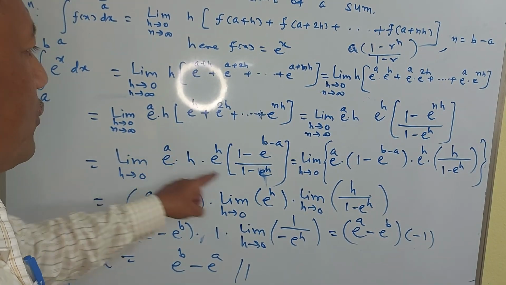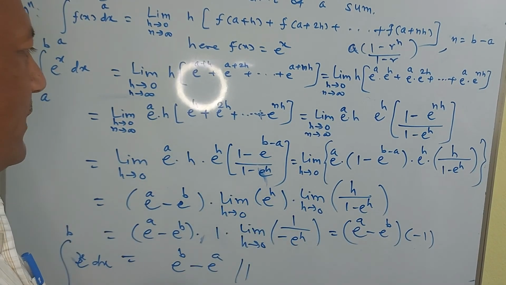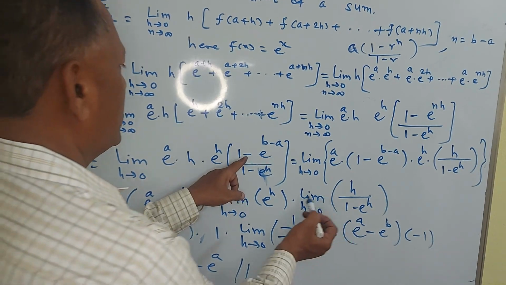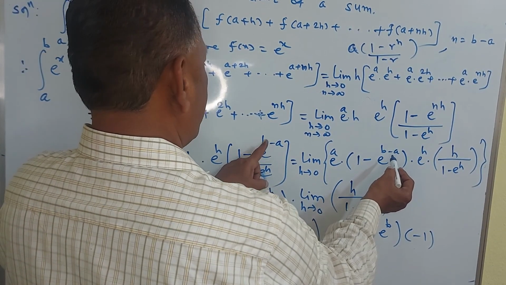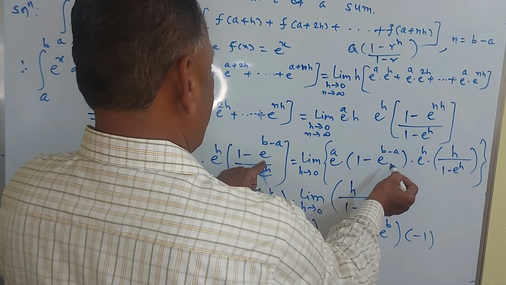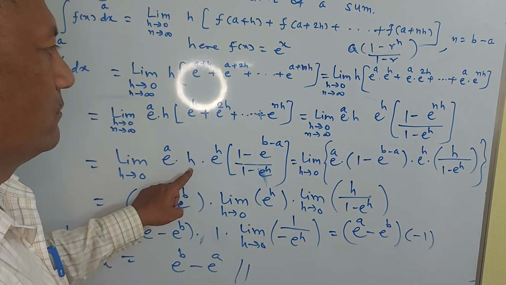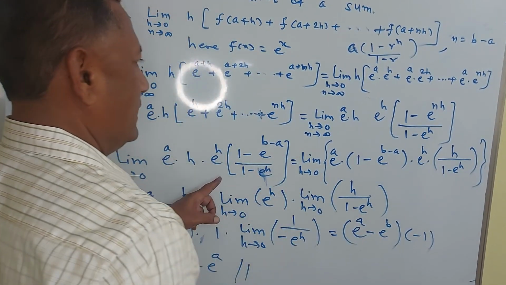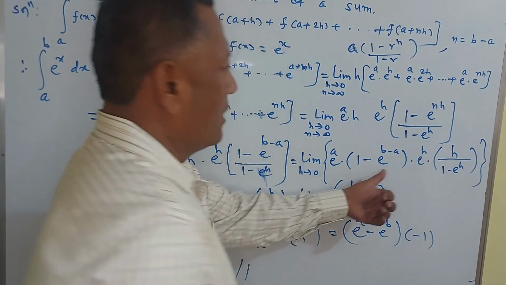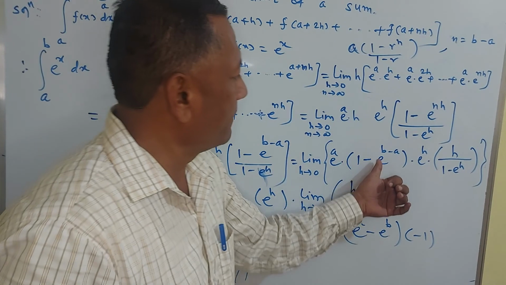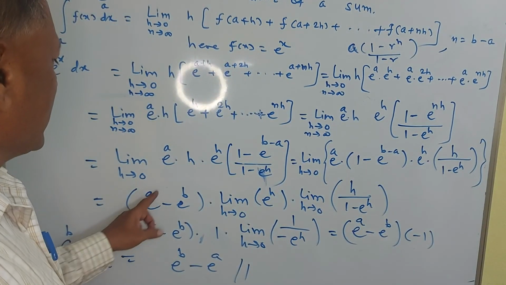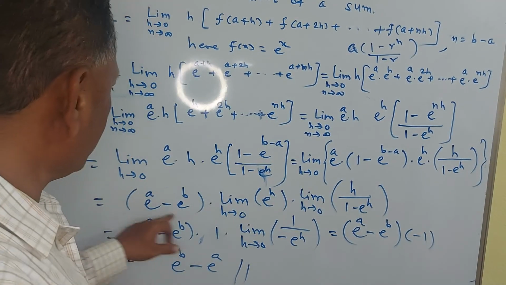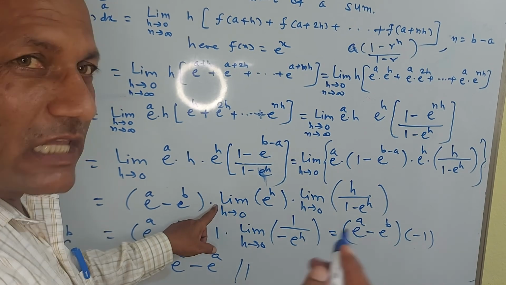Here e raised to h, so you take the limit as h tends to 0: e raised to a into (1 minus e raised to b minus a), that is, 1 minus e raised to b minus a, then h upon 1 minus e raised to h, one term, and into e raised to h. Then next step, you take the limit of each term. So e raised to a minus e raised to b, you take the limit as h tends to 0, which is free from x outside. You know the algebra of limits.